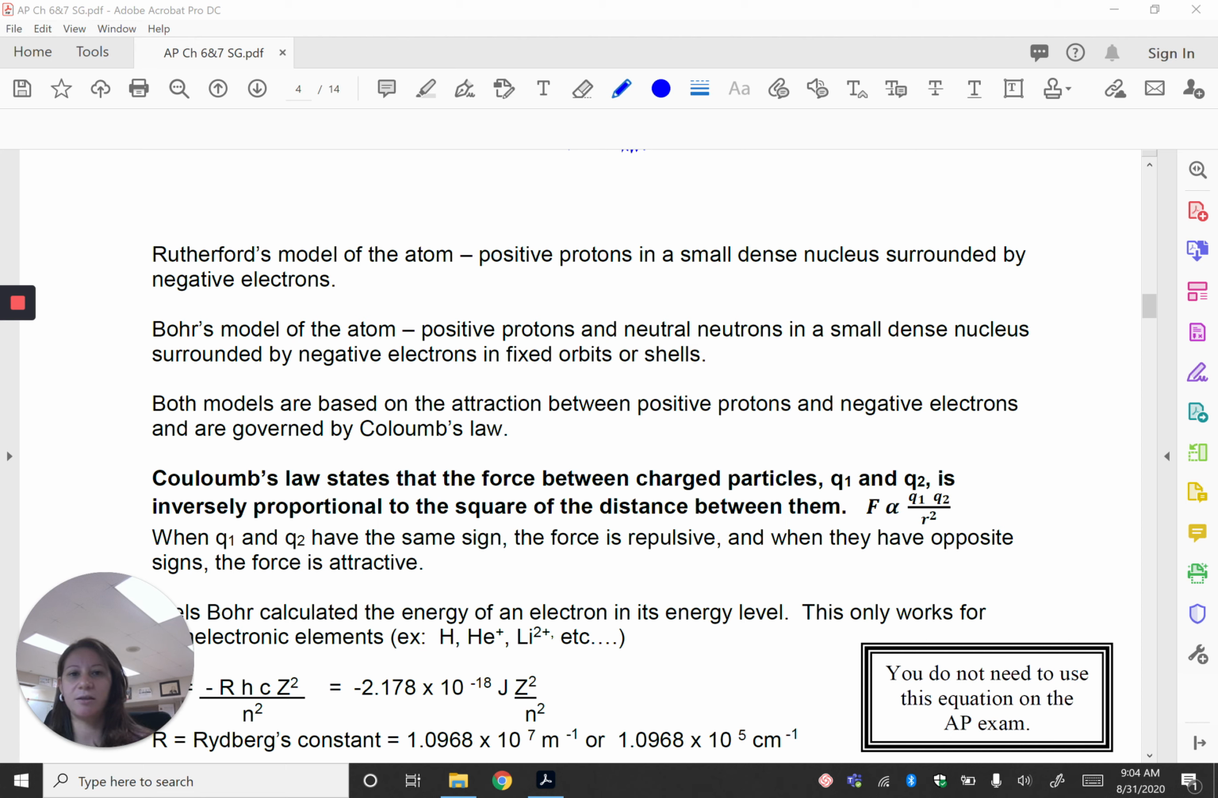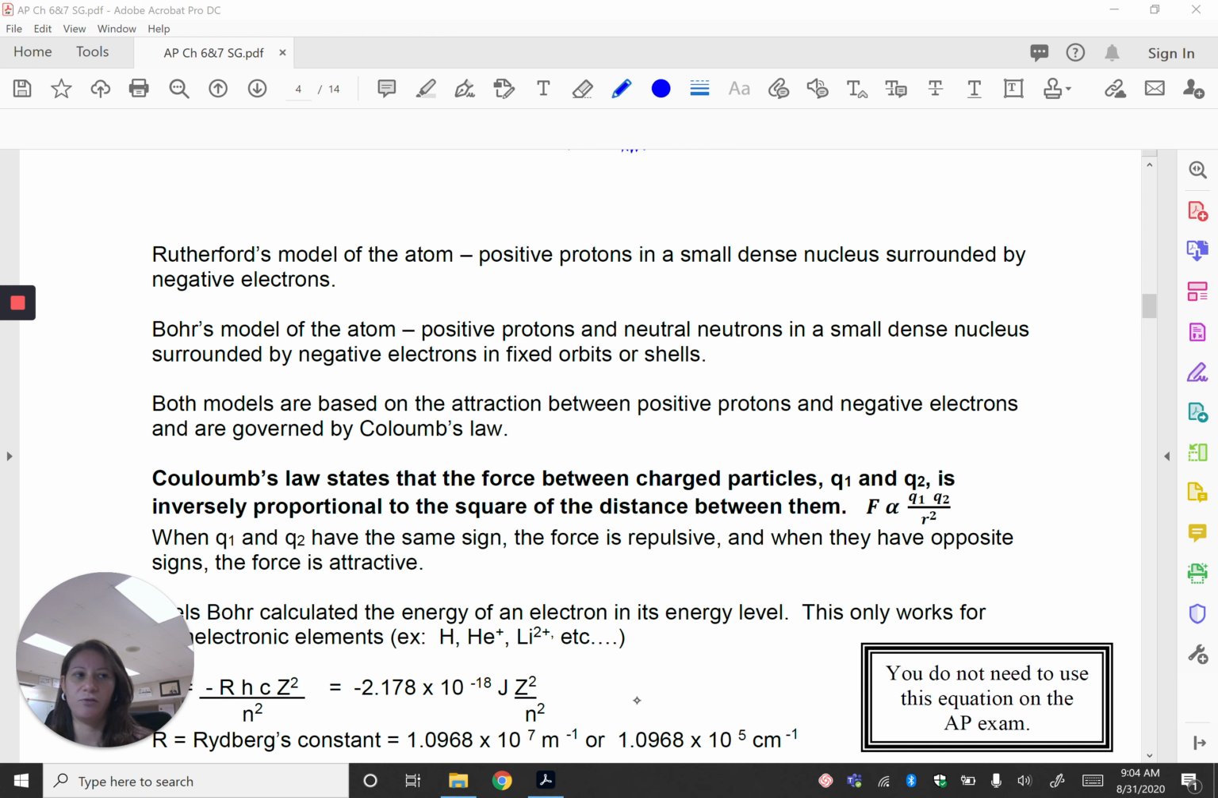And so he said that we have a very small, dense nucleus that has the positive protons, and then we have the electrons being negative surrounding that nucleus. Bohr came along to improve Rutherford's model, and he said that we have this positive nucleus still that has the protons, but the neutrons were discovered by then, and so he said the nucleus not only has protons but also neutrons. So both of them are in there, and it's still very small and dense.